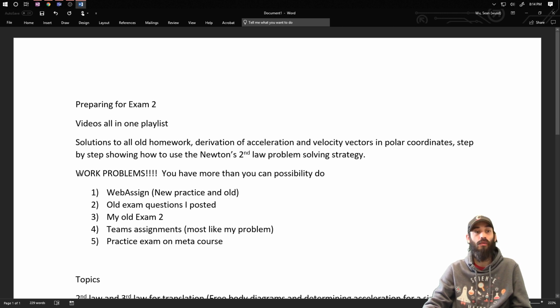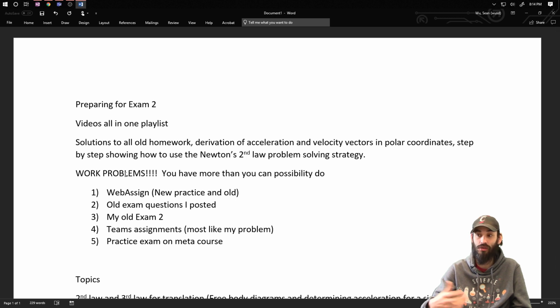My biggest suggestion for preparing for the exam is to work as many problems as you possibly can. The more problems you can work, the better. And I'm making a lot of problems available to you so that you literally have more problems that you could work on than you have time to actually do. That includes WebAssign, both the new practice and the old homework.